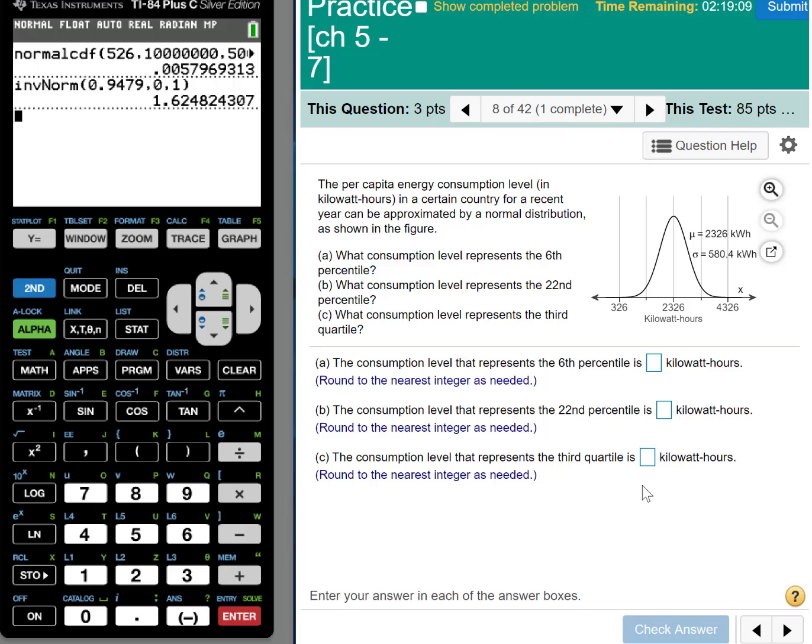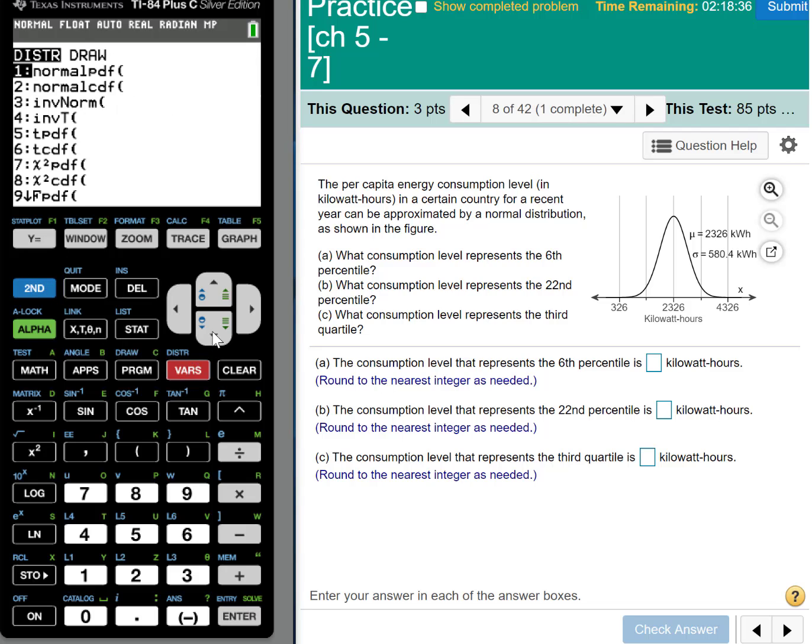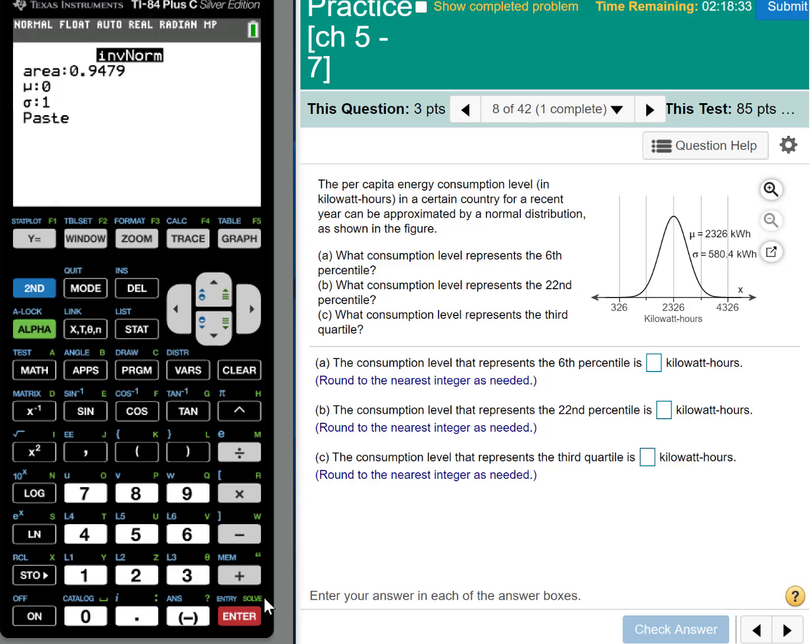The per capita energy consumption level in kilowatt hours in a certain country for a recent year can be approximated by a normal distribution with a mean of 2,326 kilowatt hours and standard deviation of 580.4. What consumption level will represent the 6th percentile? 6th percentile means the area to the left of the value that we are looking for is 6%. So you use inverse norm. Enter. Okay, the area is 0.06.